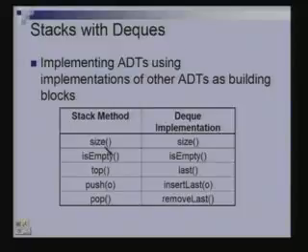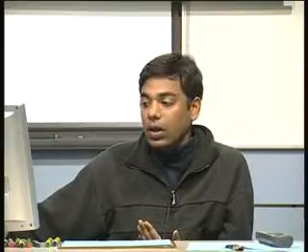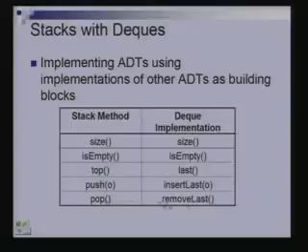So for instance, the method top would correspond to, let's say we keep the top of the stack, we make the top of the stack correspond to the last element of our double-ended queue. So the method top would correspond to return, give me the last element of my double-ended queue. The method push would now correspond to inserting at the end of my double-ended queue, and the method pop would correspond to deleting at the end of my double-ended queue. Right? There is nothing sacrosanct about last here.